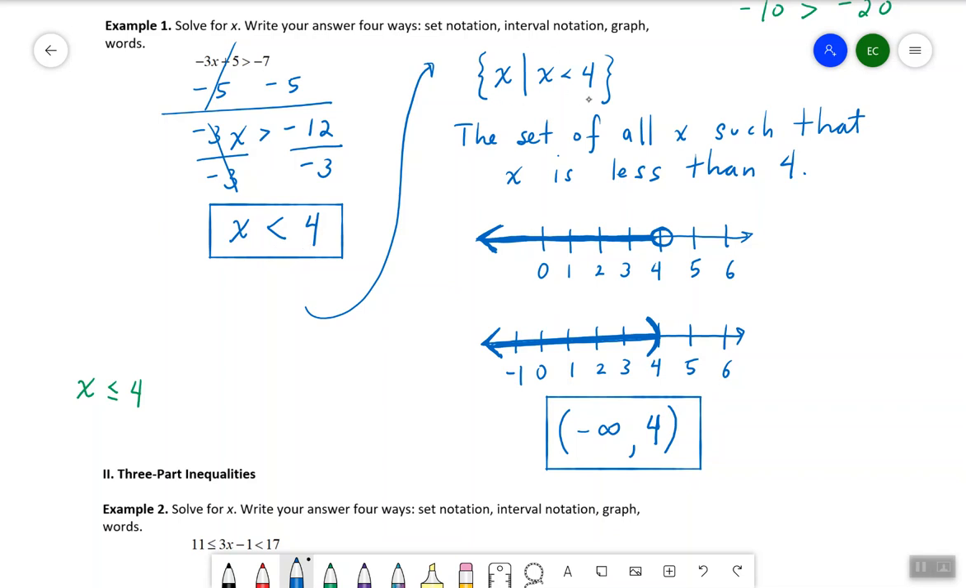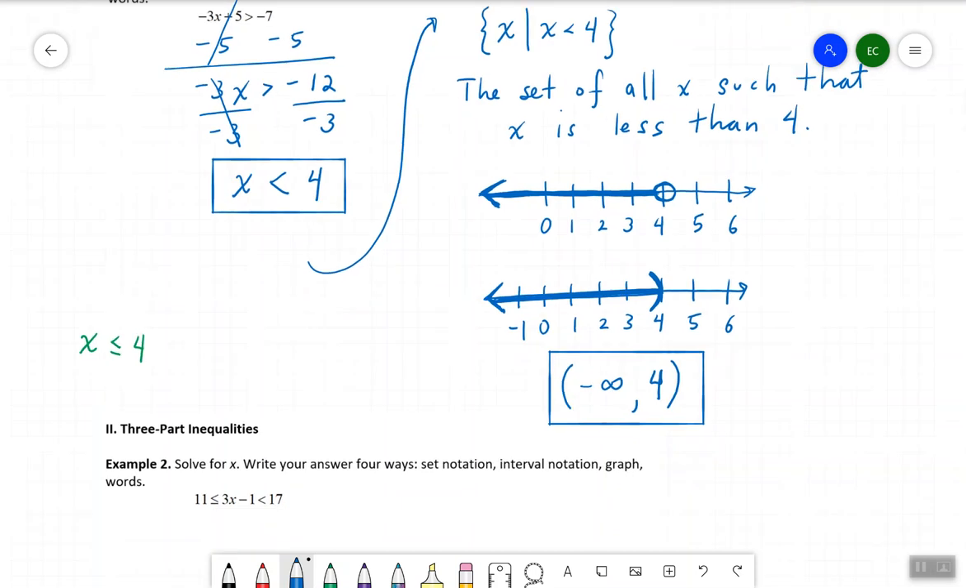And then over here, we wrote set notation. We've been doing a lot of that in chapter 1. Now this set notation looks a little bit different because the variable is actually written into the set notation, and because of this vertical line here. We went ahead and wrote out the solution set in words, and then with a number line, also known as a graph, and then finally in interval notation.